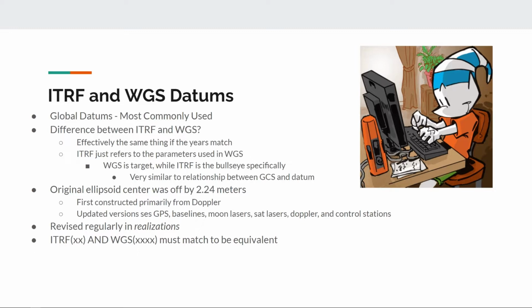Originally, North American datum and WGS were using the same exact ellipsoid and were practically equivalent. But then we discovered this offset. And spoiler alert, WGS adjusted, North American datum did not. And so now we're going to see an offset.